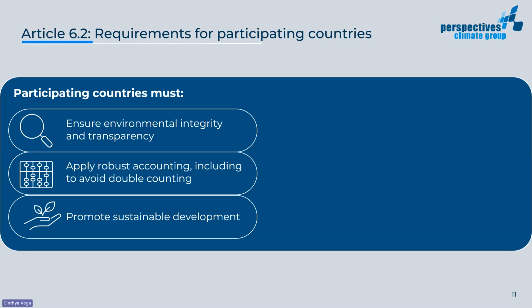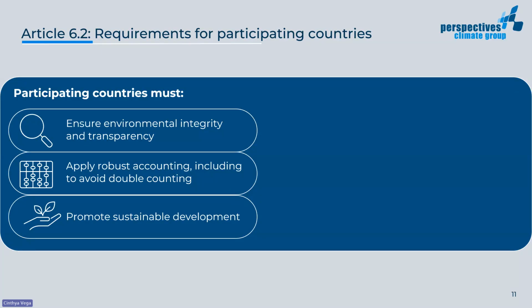Now, if we jump to the requirements for participating countries, every country that wants to participate and cooperate under Article 6.2 needs to fulfill certain requirements. For example, the main overarching requirements that they need to fulfill are that participating countries are responsible for ensuring environmental integrity and transparency, applying robust accounting, including to avoid double counting, and promoting sustainable development.